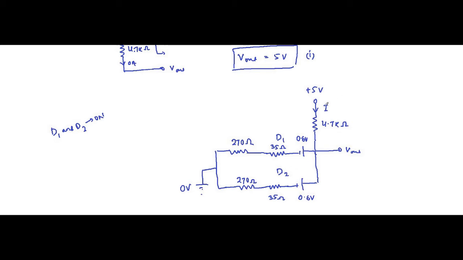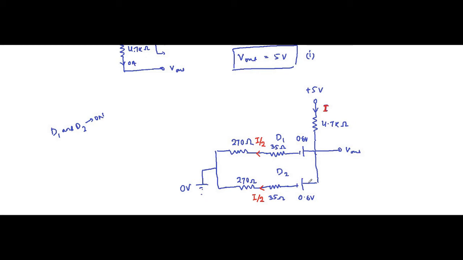So if it is I, let's use a different ink, so that there is clarity. If this is I from the source, then the current flowing through each of these branches will get divided equally. So it will be I by 2, here I by 2.